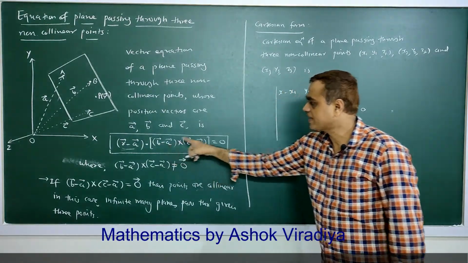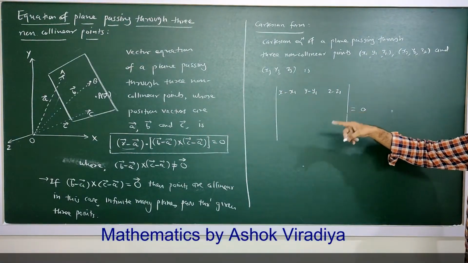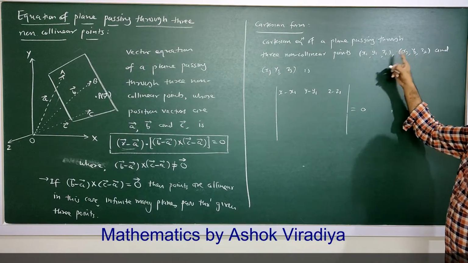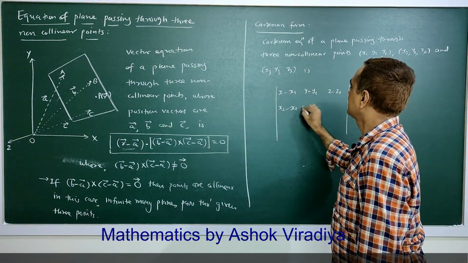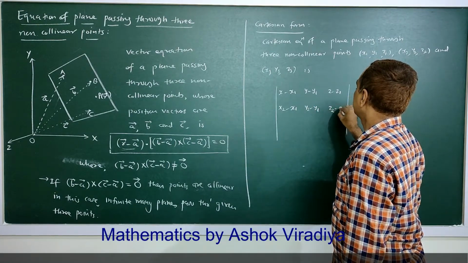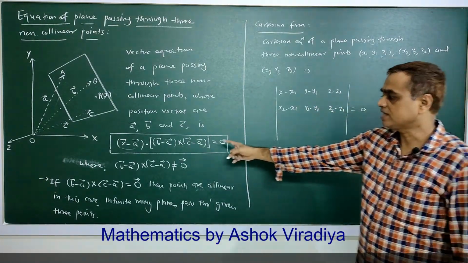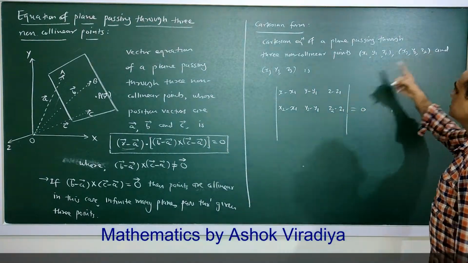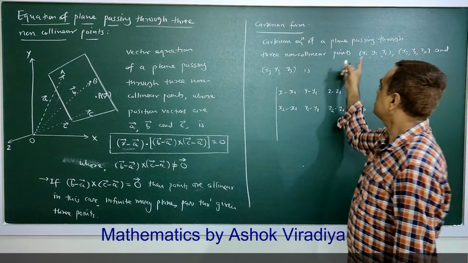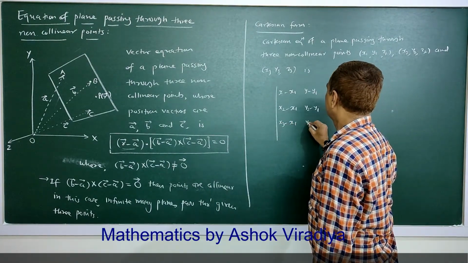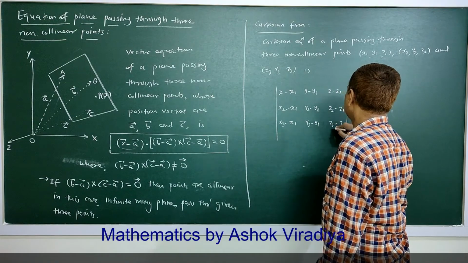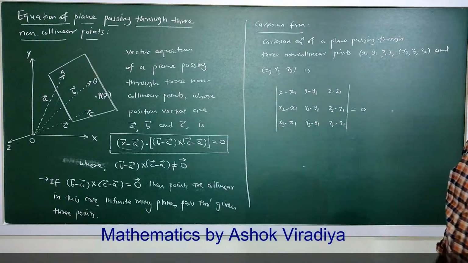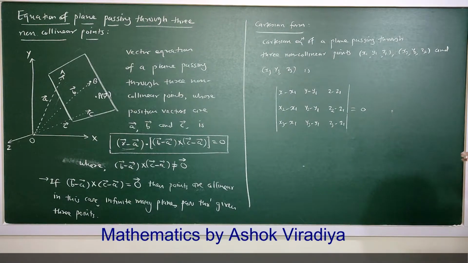Then vector b minus vector a, keep in second line. So vector b minus vector a, so b minus a: x2 minus x1, y2 minus y1, z2 minus z1. Third line, vector c minus vector a, c minus a, that is x3 minus x1, y3 minus y1, z3 minus z1. So this is the Cartesian form of the equation of a plane passing through three non-collinear points.